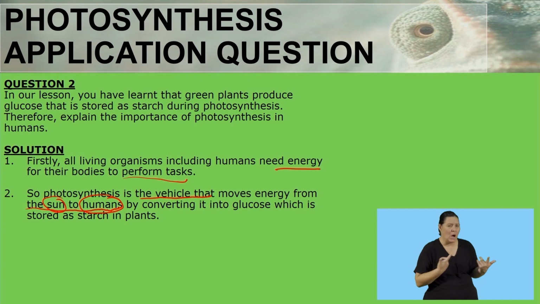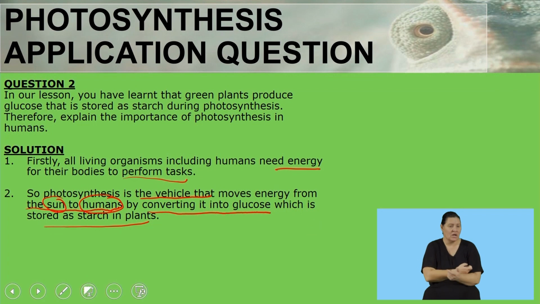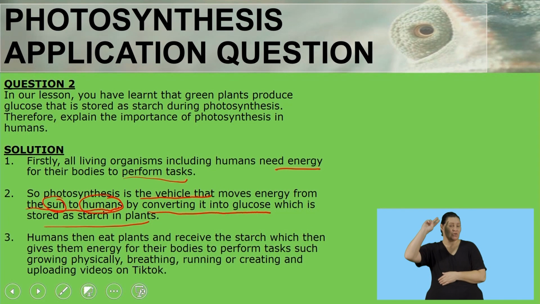Now, how is that done? It is done by converting the light energy into glucose, which is stored as starch. So that is what happens. So basically, that is the importance of photosynthesis in humans, is that we all need energy. And then how do we get that energy? Through photosynthesis, because photosynthesis changes the radiant energy into glucose, and we as human beings obviously need this glucose.